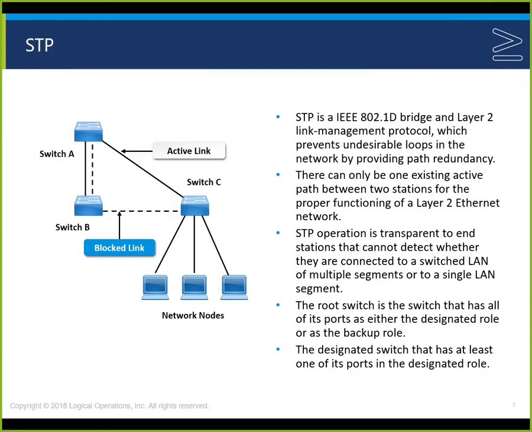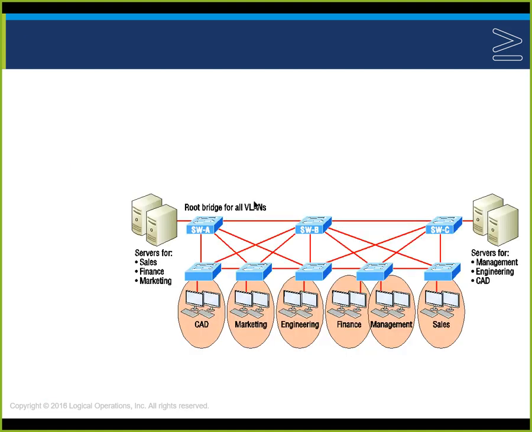So just a quick note there. So STP 802.1d: the root switch is the switch that has all of its ports in either the designated role or the backup role, and we'll look at those terms in a minute as we go through here. The designated switch has at least one of its ports in the designated role. So a root port goes to a designated port. The root port is the path towards the root bridge.